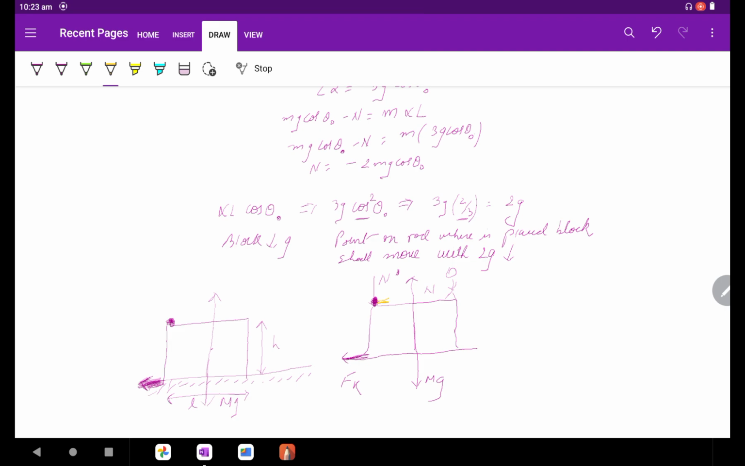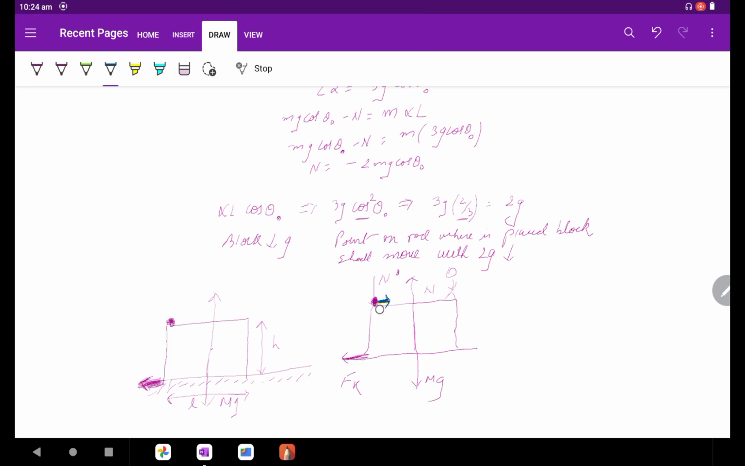Let me take a bold one, otherwise there will be concern that I didn't stick to what is being asked. So this is the direction of force on the particle, the pseudo force.